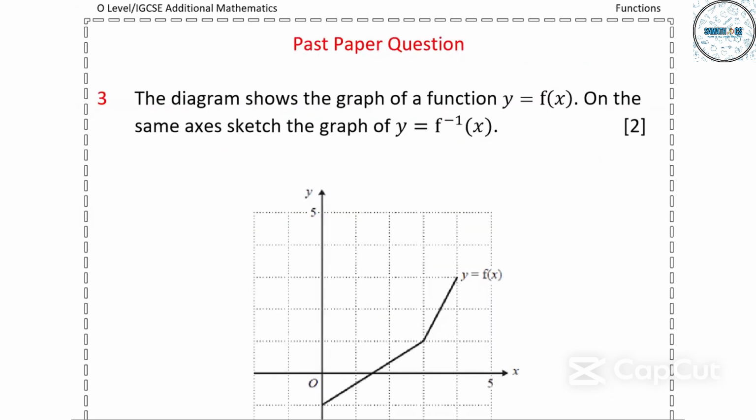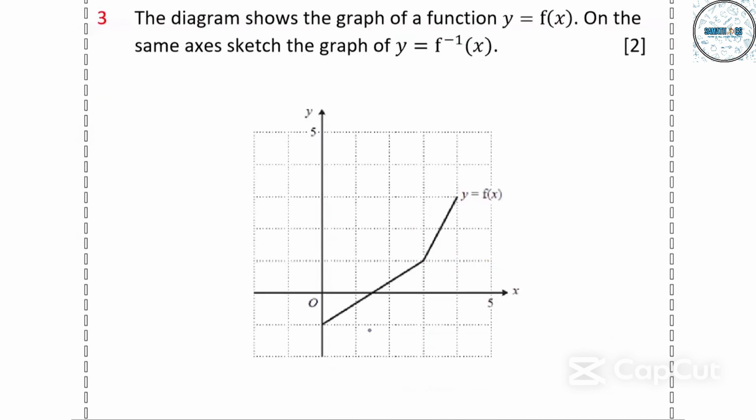Let's do a past paper question. The diagram shows the graph of a function y is equal to f(x). On the same axis, sketch the graph of y is equal to f inverse of x. As the graph of f(x) is already drawn, we just have to find the coordinates where there are whole numbers, and we will write them here. This point is 0, -1. This point is 3, 1. And this point is 4, 3.